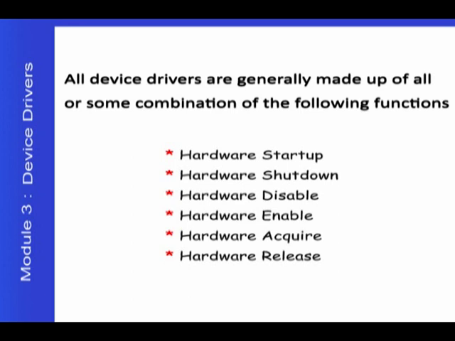The next function is hardware acquire, in which a software is allowed to lock access to a hardware. The next function is hardware release, in which a software is allowed to free or unlock the hardware it had locked.